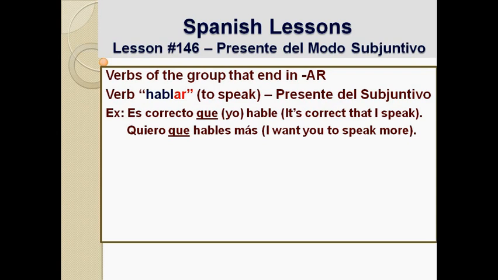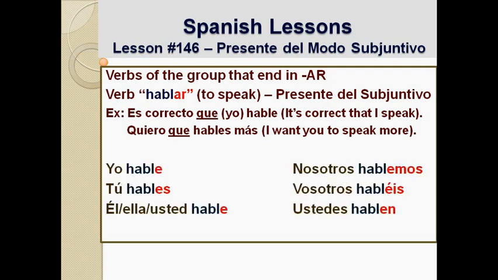Quiero que hables más. I want you to speak more. Or I want that you speak more. In Spanish, we use the word que. Okay, that means that. So you can see here how we use the word que in these sentences in presente del modo subjuntivo. In the first sentence, the verb is hable because the subject pronoun is I, yo. In the second sentence, it's hables. Why? Because the subject is you, tú. Okay?